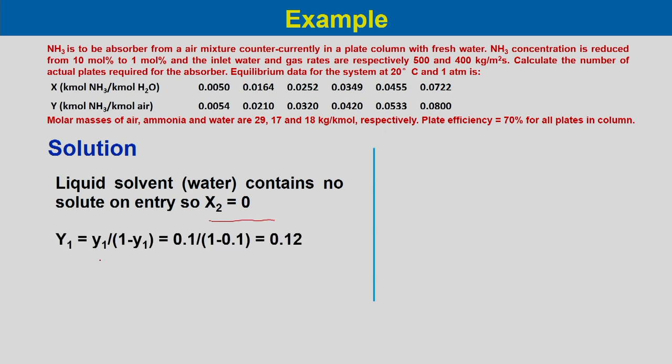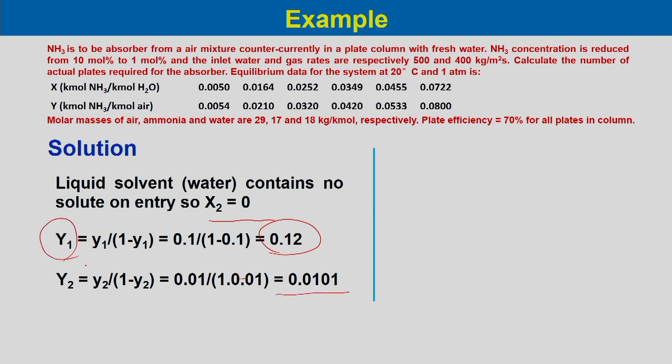Capital Y1 we can calculate, which is equal to small y1 divided by 1 minus y1, which is 0.1 divided by 1 minus 0.1, which is 0.12. Similarly, capital Y2 is equal to small y2 divided by 1 minus y2, which is 0.01 divided by 1 minus 0.01, which is essentially 0.0101. So, mole ratio units capital Y1 and capital Y2 are known.